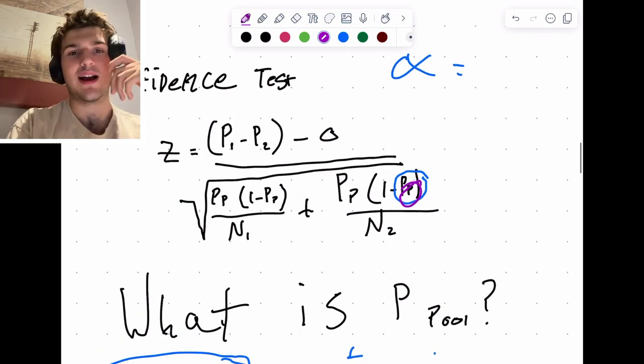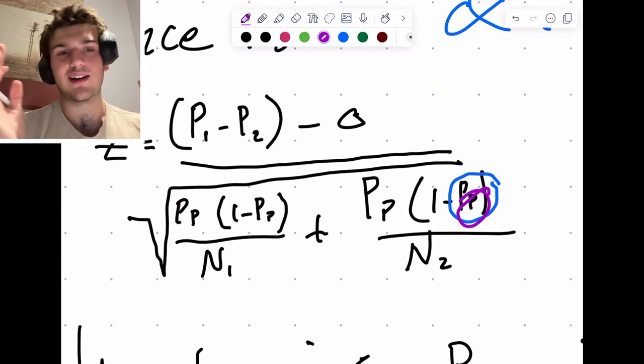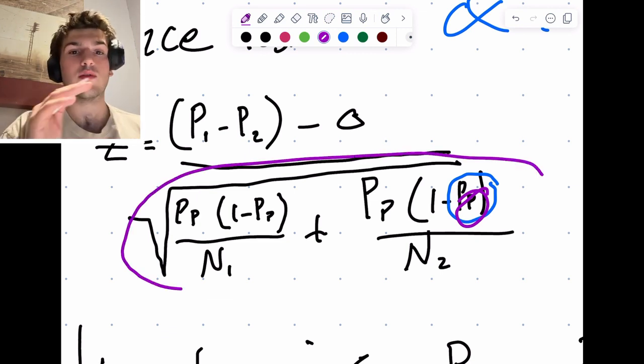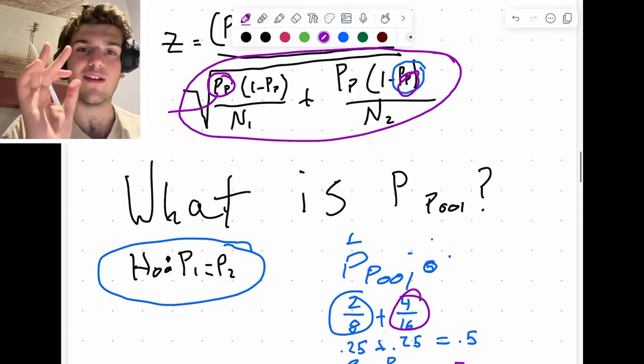So we're going to have the test equation of z to get our z-score: P1 minus P2 minus 0 over the square root of all this jazz. But what's really important to look at here is that in our standard error equation, we have p-pool.